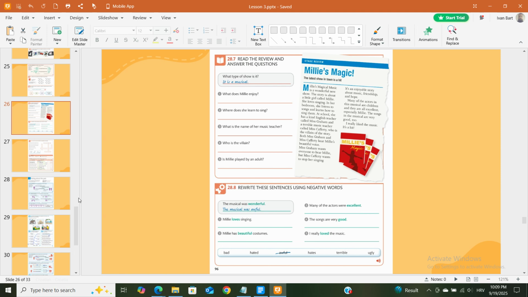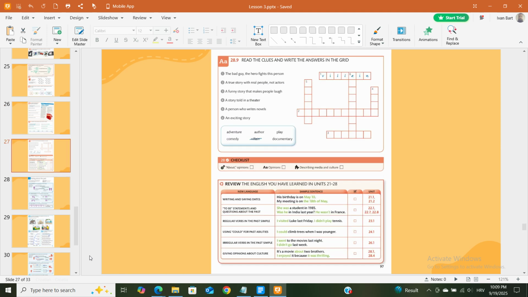28.9 Read the clues and write the answers in the grid. The bad guy, the hero, fights this person. A true story with real people, not actors. A funny story that makes people laugh. A story told in a theater. A person who writes novels. An exciting story. Adventure. Author. Comedy. Villain. Play. Documentary. Checklist. Opinions.